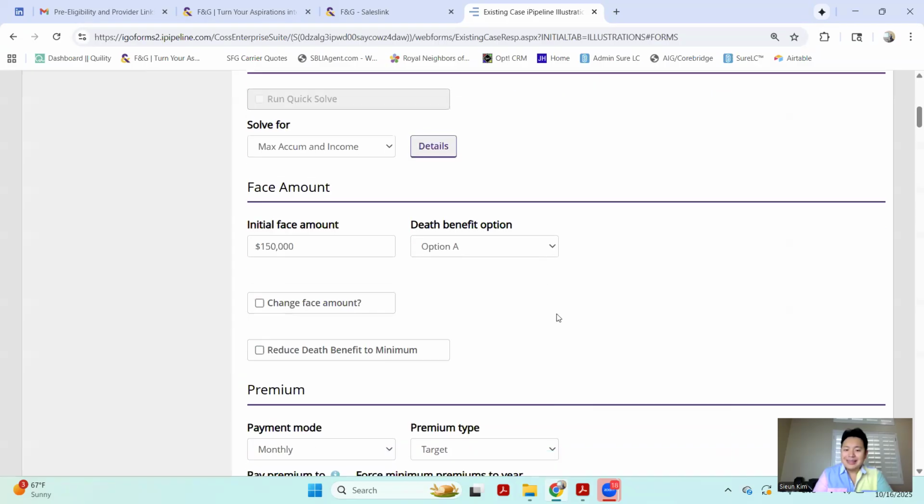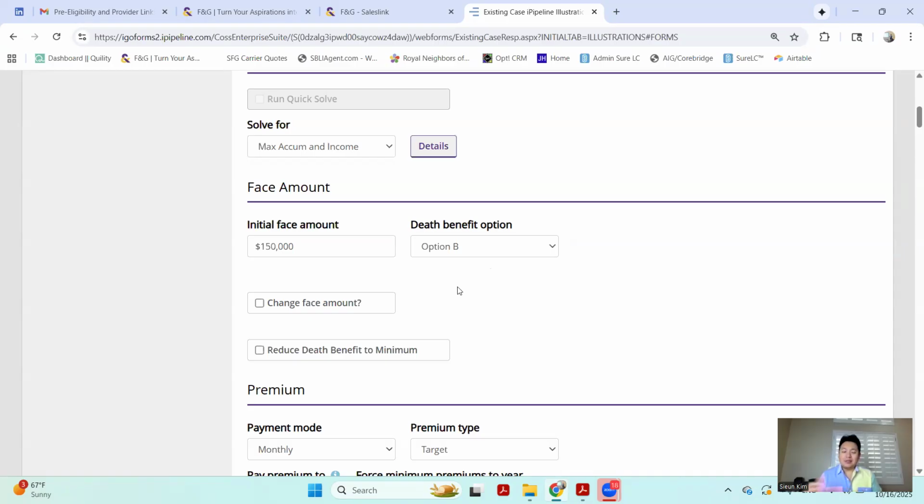Once you do this, last time we did option A. Do you remember that? We did level. Today we're going to choose option B. Option B means that the death benefit increases every year, little by little. So what's the benefit of that? It's pretty simple. When you do an option B, the cash value that accumulates inside of the IUL gets added to the original death benefit.